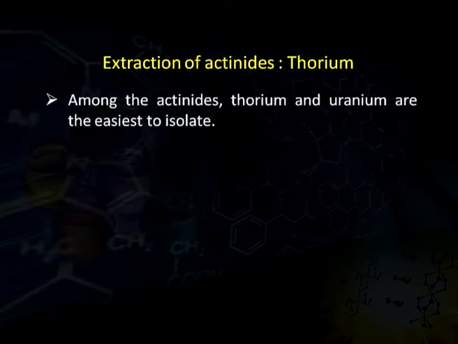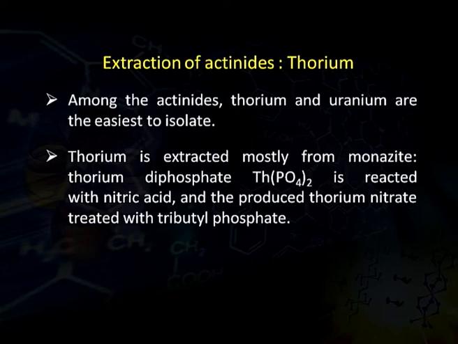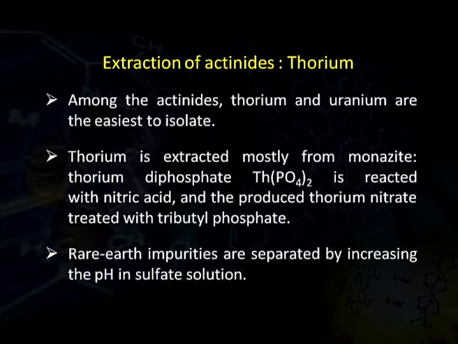Let us discuss the extraction of thorium. Among the actinides, thorium and uranium are the easiest to isolate. Thorium is extracted mostly from monazite sand. Thorium diphosphate is reacted with nitric acid to produce thorium nitrate, which is treated with tributyl phosphate, TBP. The rare earth impurities are separated by increasing the pH in sulphate solution.